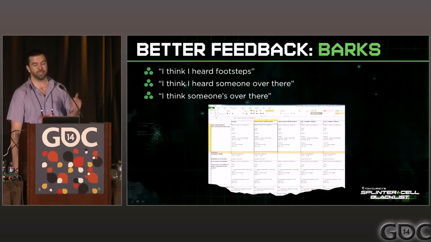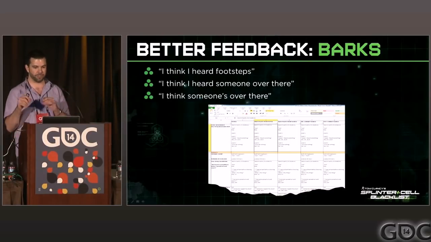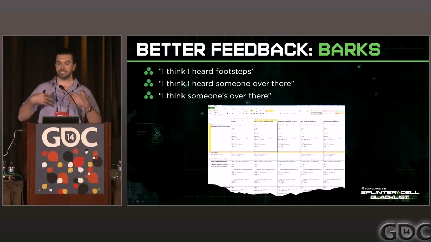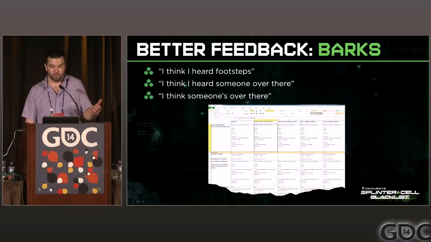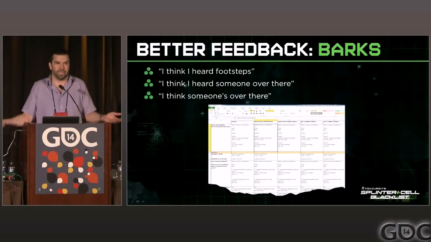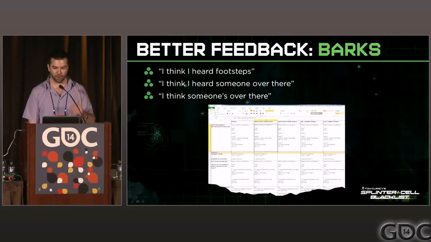The second thing we did is we wanted to provide better feedback to the player. And we actually overhauled our entire bark system, our entire dialogue system on Blacklist. Because if the NPC calls out what he hears, if you're running and then you hear an NPC go, hey, I heard footsteps, then you instantly know what you did. But the problem is you obviously don't want to hear that line over and over again, right? It's pretty on the nose.